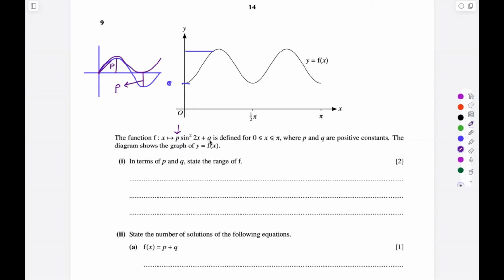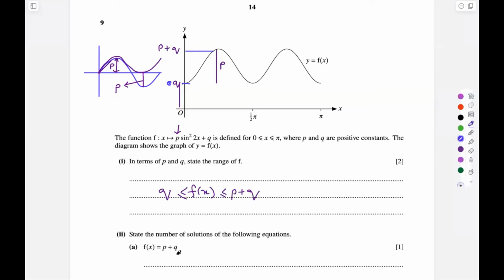Now, this q represents the translation of the graph in the y direction, and we can see that this graph has basically moved upwards in the y direction. So this translation, or the movement in the y direction, is being represented by q. So this value will be equal to q. And as this was equal to p, the amplitude, the highest part will basically be p plus q. So f of x will be less than or equal to p plus q, and it will be greater than or equal to q.